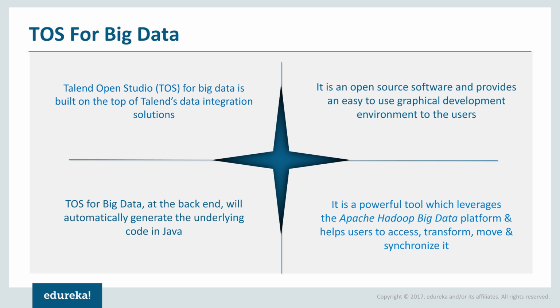It is again open source software and provides an easy to use graphical development environment to the users. So the learning curve is very small, and you can learn it very quickly. It is intuitively designed: for whatever option, you just go and search in the palette, you get a component, you just have to configure it and use it. TOS for Big Data will automatically generate the underlying code in Java at the backend. So the native code is in Java, and it generates your Java files. It is a powerful tool which leverages the Apache Hadoop Big Data platform and helps users to access, transform, move, and synchronize data. So it is tightly coupled with the Apache Hadoop Big Data platform. After you see the components, you'll understand it is very easy. Just how you develop a normal DI job, you'll be developing the big data job as well, and you'll be surprised to see that.